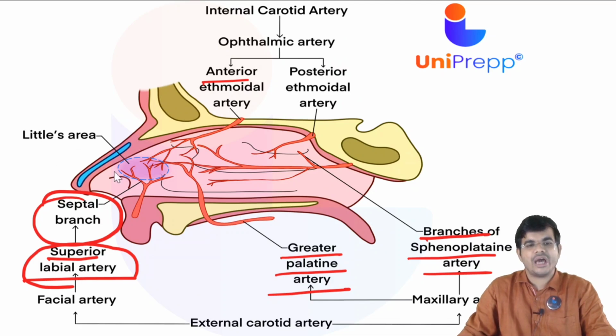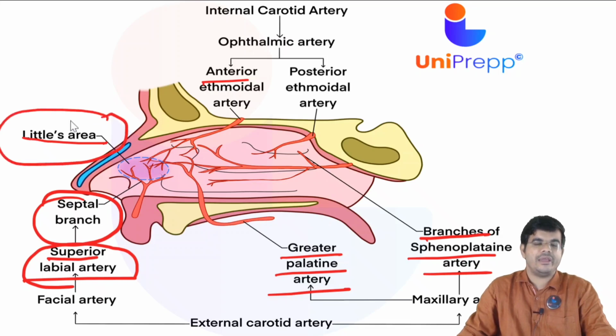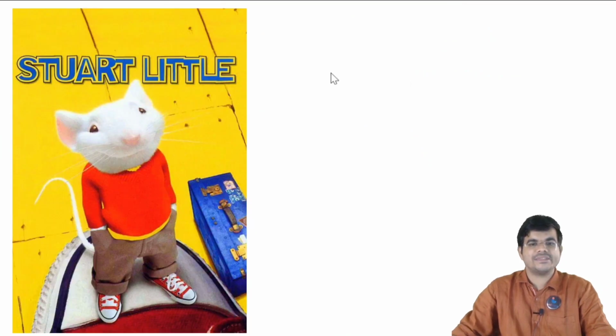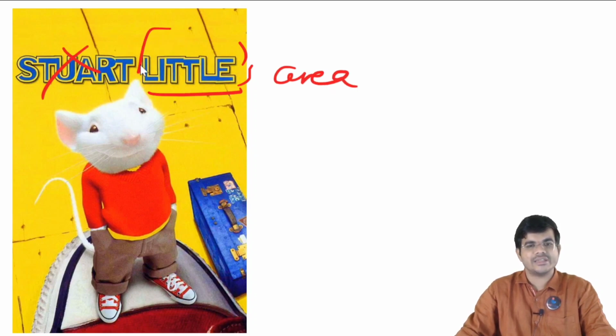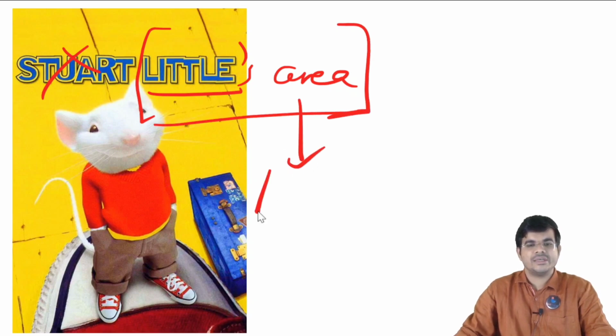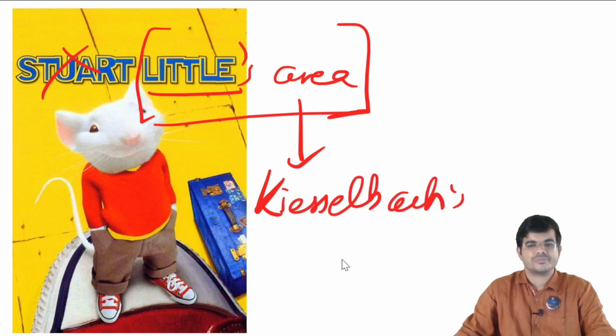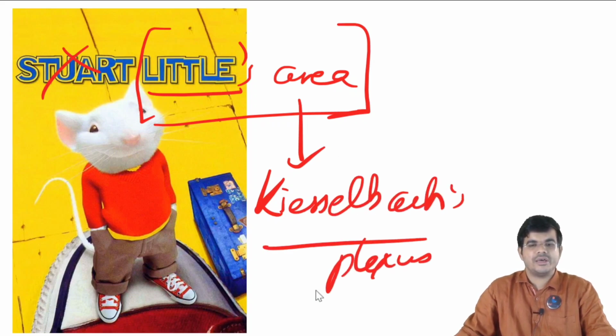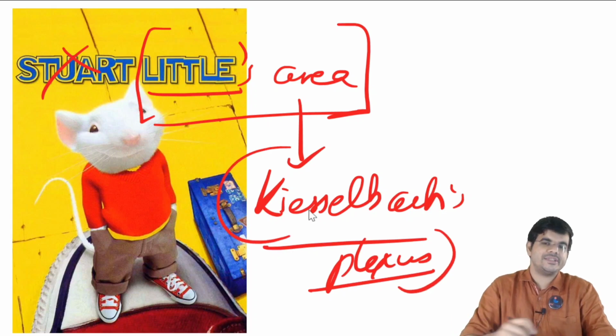Now all these are going into an area in the anteroinferior part of the nasal septum, and this area is what is meant by Little's area. It is called Little's area, and the plexus which is formed here is what is meant by Kiesselbach's plexus. It is not Stewart's Little's area, it is just Little's area. In the anteroinferior part of the septum, this plexus is what is meant by Kiesselbach's plexus. That is the plexus seen in the anteroinferior part of the nasal septum.